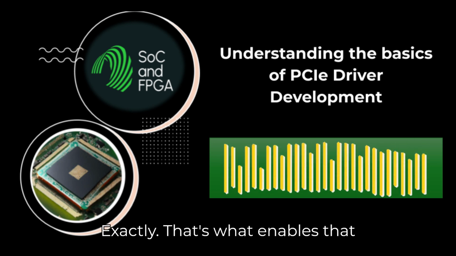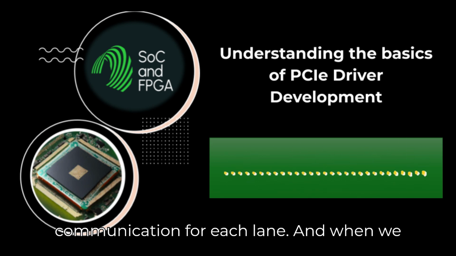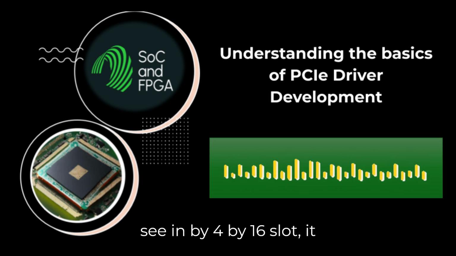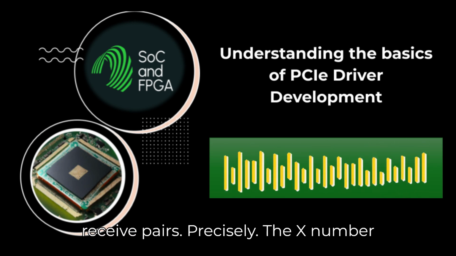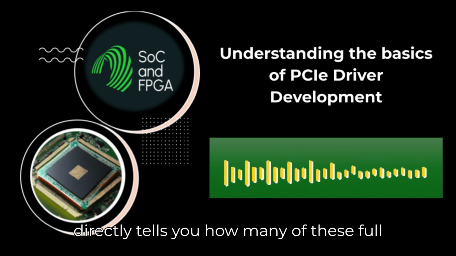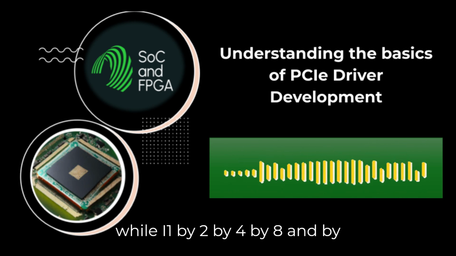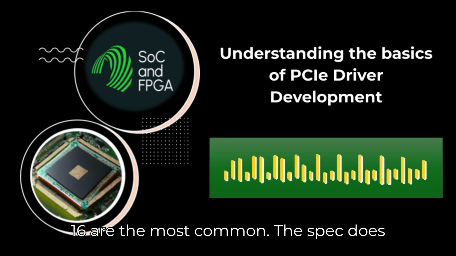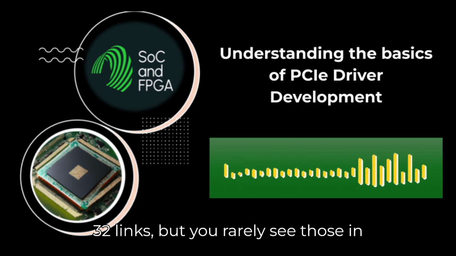That's what enables that simultaneous bidirectional full duplex communication for each lane. And when we see an x4 or x16 slot, it literally has 4 or 16 sets of these transmit-receive pairs. Precisely. The X number directly tells you how many of these full duplex lane connections are present. While x1, x2, x4, x8, and x16 are the most common, the spec does technically allow for x12 and even x32 links, but you rarely see those in practice.